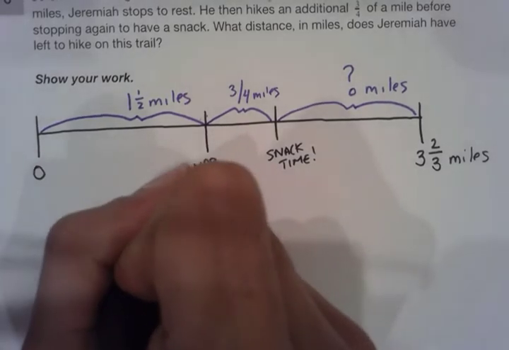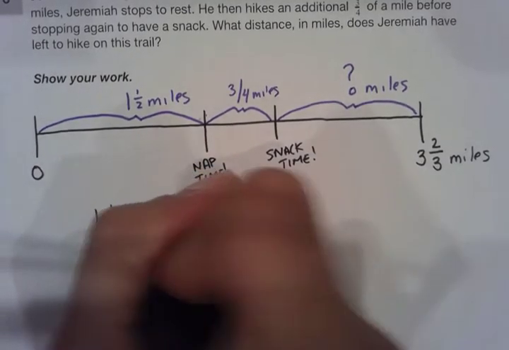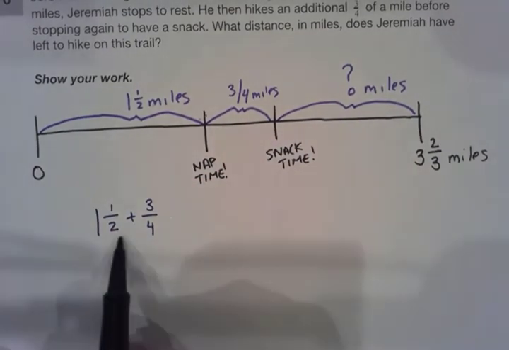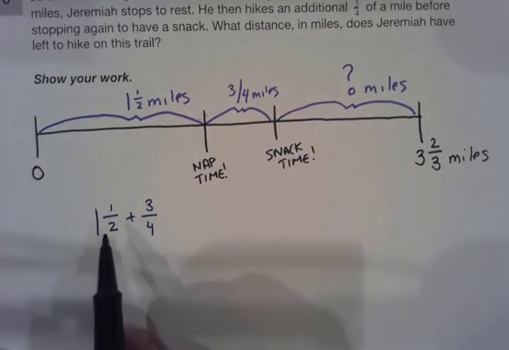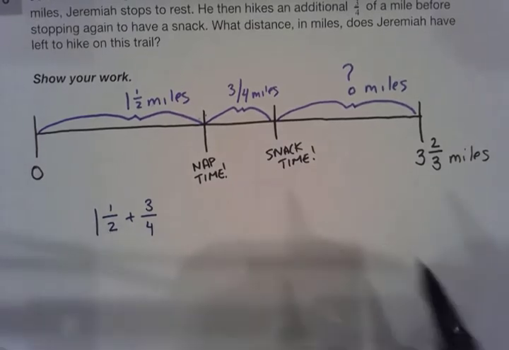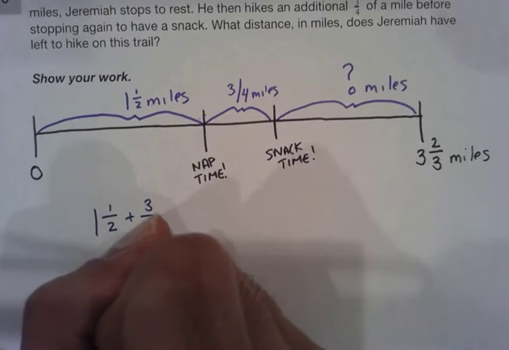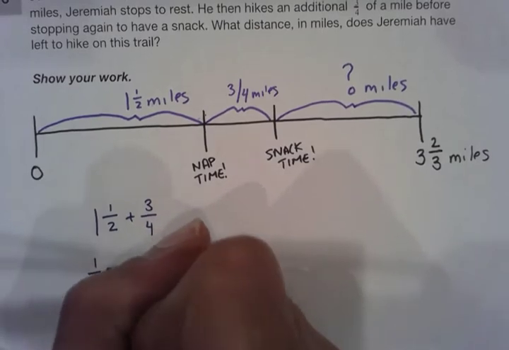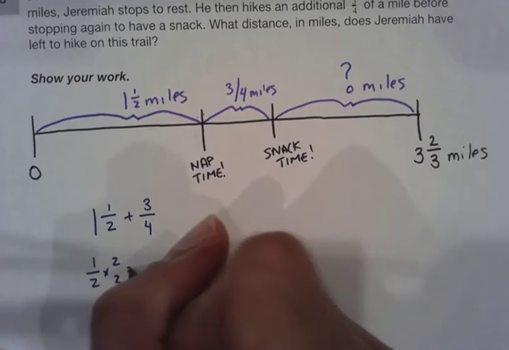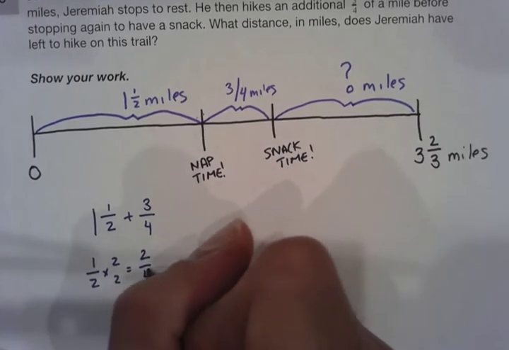So first we're going to do 1 1/2 plus 3/4. So right here I see that we do not have common denominators. So I'm going to turn my 1/2s into 4s. To do that, I know I have to multiply top and bottom by 2, which would then give me 2/4.